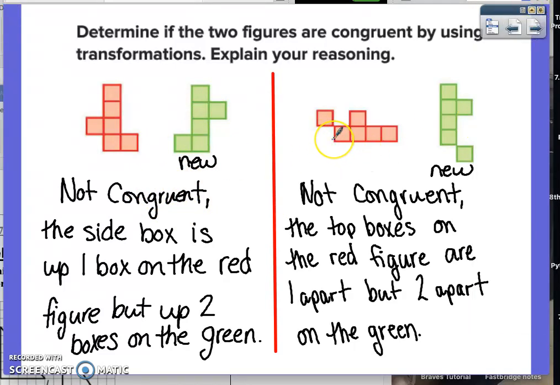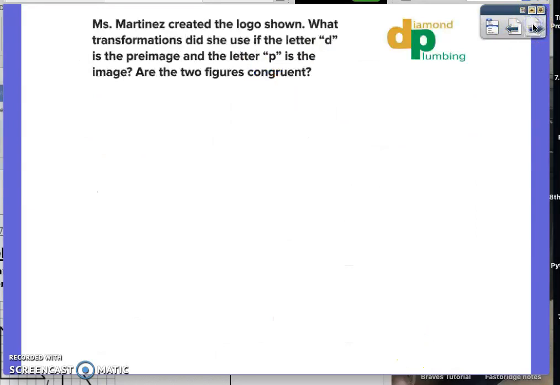This one, if I were to rotate it, it still wouldn't become the same thing, because here I have the outlining box, and then I go over one and this one would have to be right here. Okay, so not congruent: the top boxes on the red figure are 1 apart but 2 apart on the green. So we would want to explain why they are not congruent.